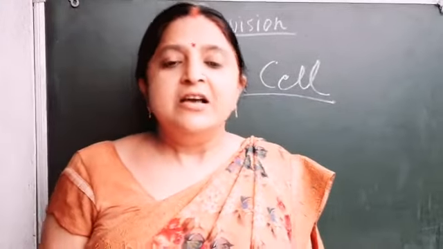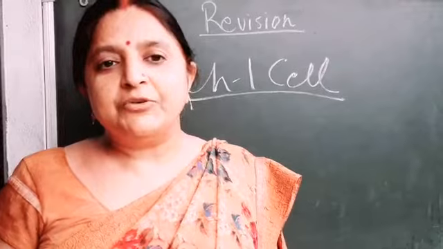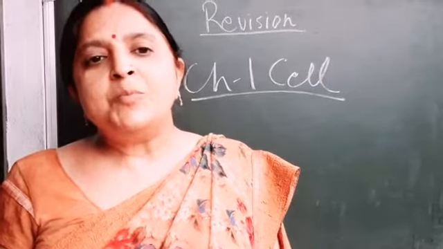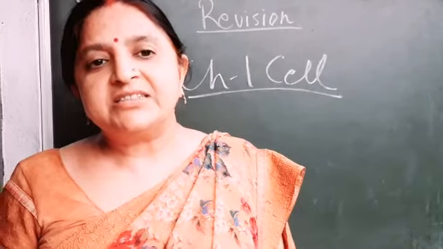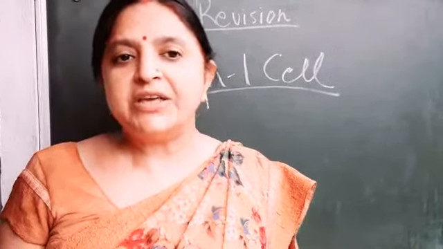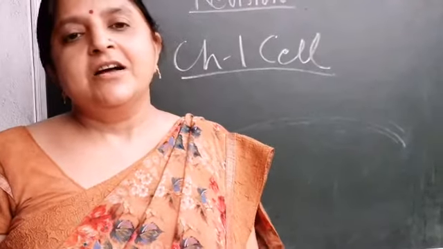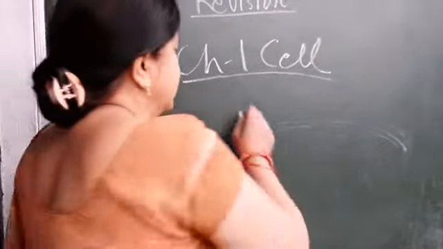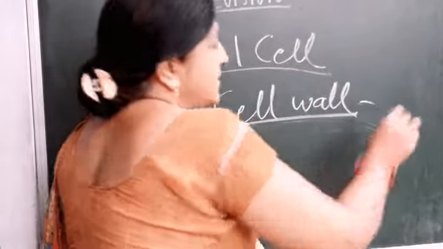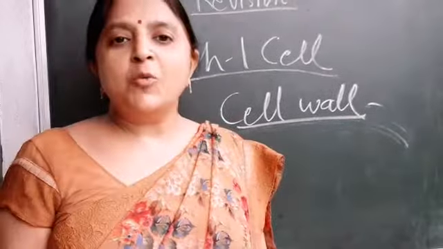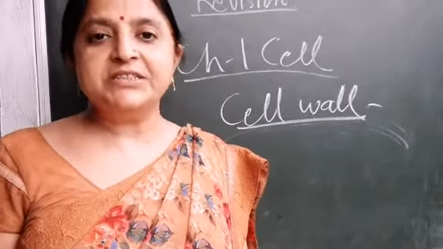Now, let's study. We start the cell structure with its outer covering. The outer covering of a plant cell is the cell wall. We all know that a plant cell is a double-covered structure. It has two layers, cell wall and cell membrane. Now let's start with the cell wall. The cell wall is the outer covering of the plant cell, meaning it is present only in plant cells and not present in animal cells.